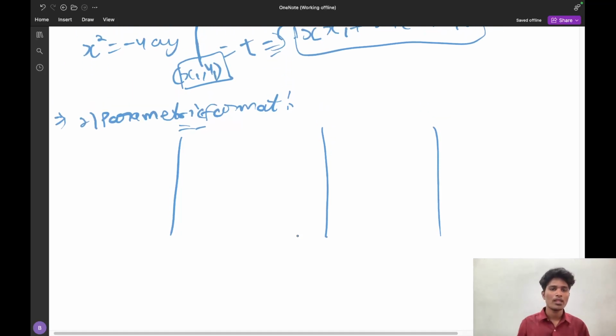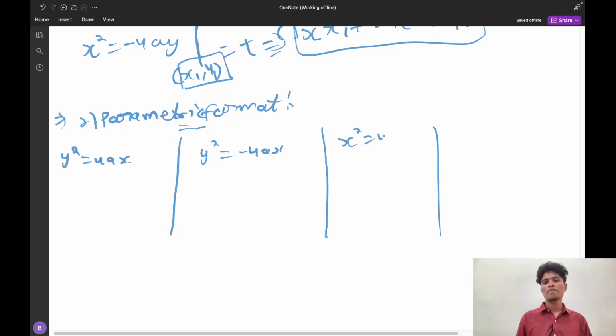Yes, now it is okay. There are 4 forms. What is the first one? That is y square is equal to 4ax. Second one, y square is equal to minus 4ax. I will explain the tangent equation in every parabola, so you have to understand very carefully. And x square is equal to minus 4ay. If you observe very carefully, what are the parametric coordinates for this?